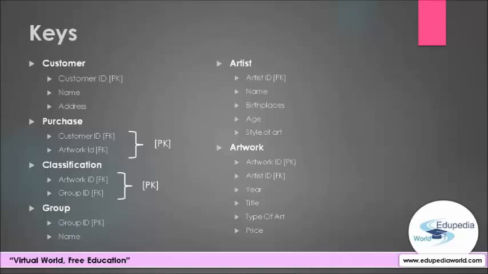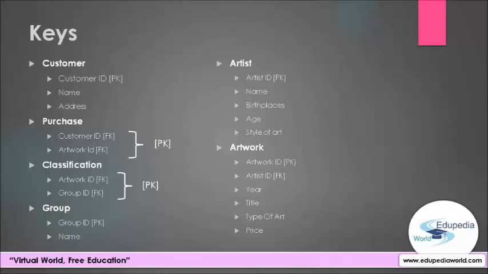And for the purchase entity, the customer ID and the artwork ID come as foreign keys, and we are using both of them as the composite primary key. And for the classification entity, the foreign keys are artwork ID and the group ID, and also we are using both of them as the composite primary key. And for the group table, the group ID is the primary key.